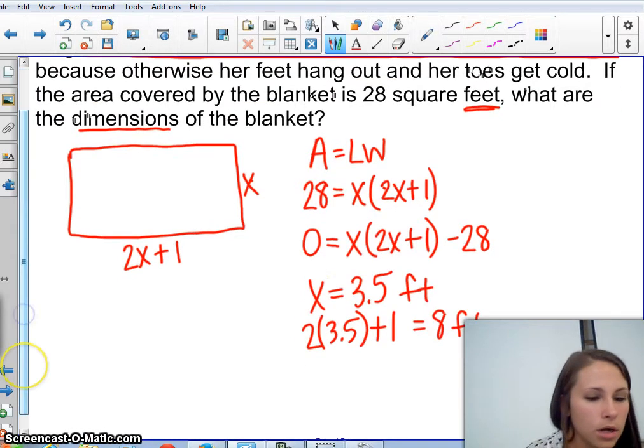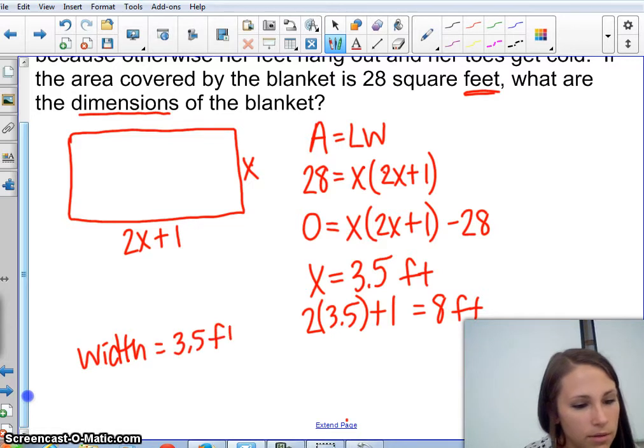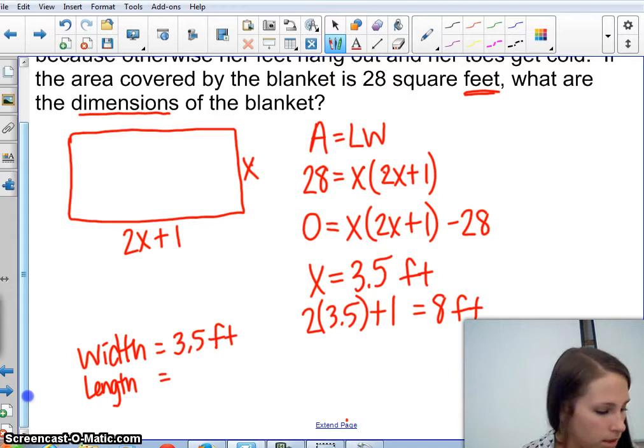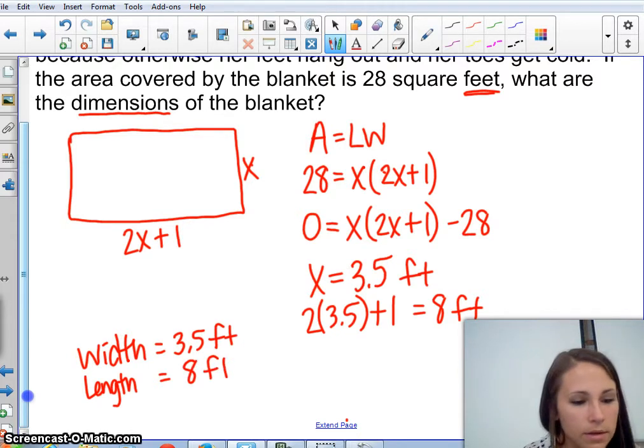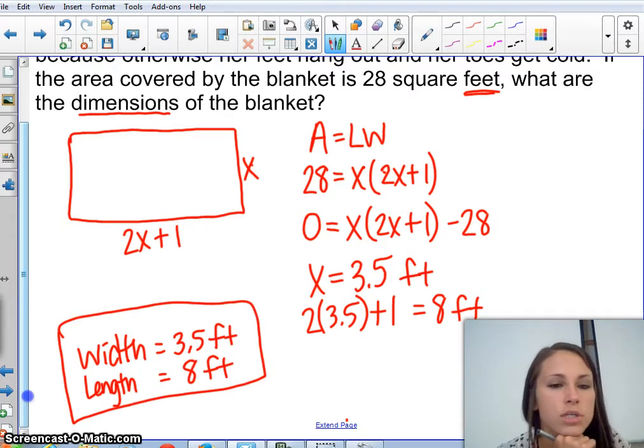So I'm going to come down here and say that my width, I let that be x. So my width is 3.5 feet. My length is 8 feet. And then this is my final answer because those are the dimensions of the blanket.